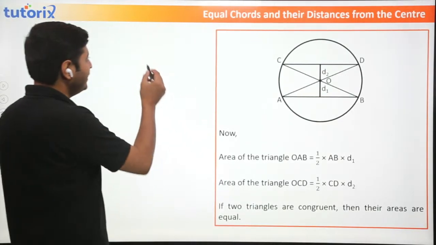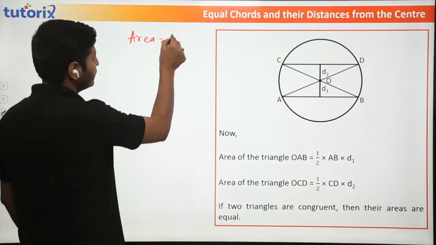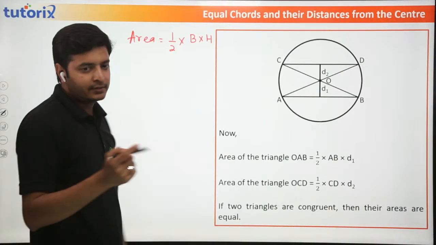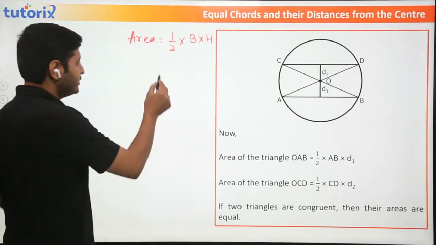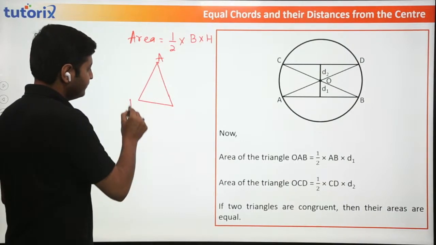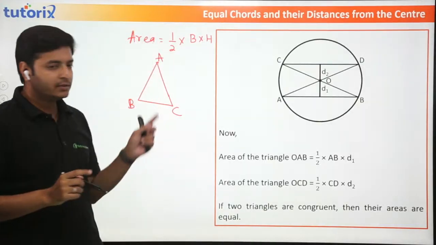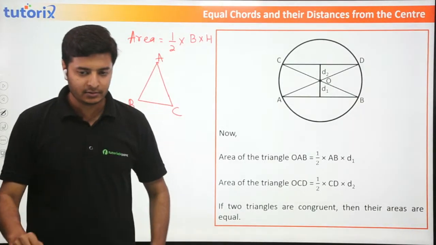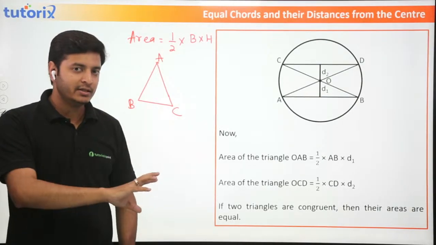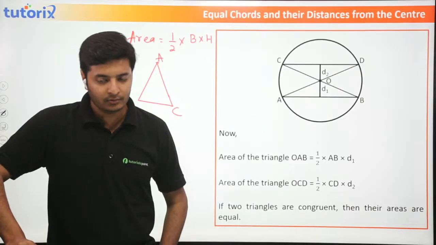Area, how to find the area of any triangle? The formula is half into base into height. This is the formula, right? Now look at this triangle ABC. I can find the area of this triangle ABC in three ways. I can consider all three sides to be my base. Then for each one of them, I will be having a different height, no?